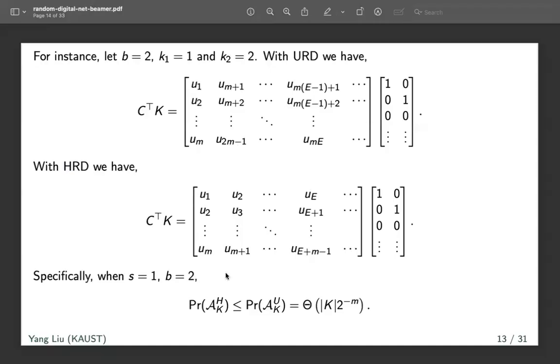Eventually we can prove that, for example, in one dimension with b equal to 2, the probability of the bad event in the Hankel random design is less than or equal to the probability of the bad event in the uniform random design, which we can also lower bound. This would be theta of the cardinality of K times 2 to the minus m. In the end, we'll have some numerical results to show the advantage of the Hankel random design over the uniform random design.